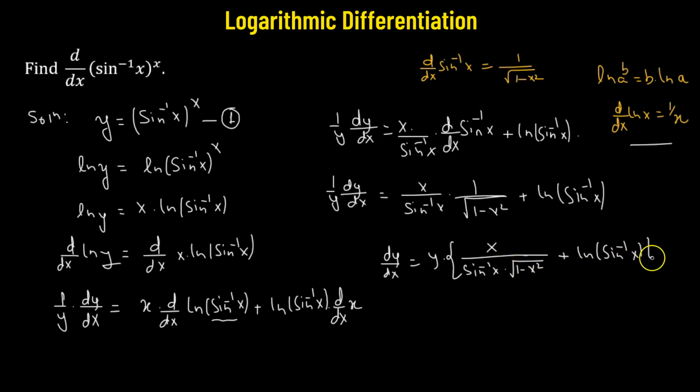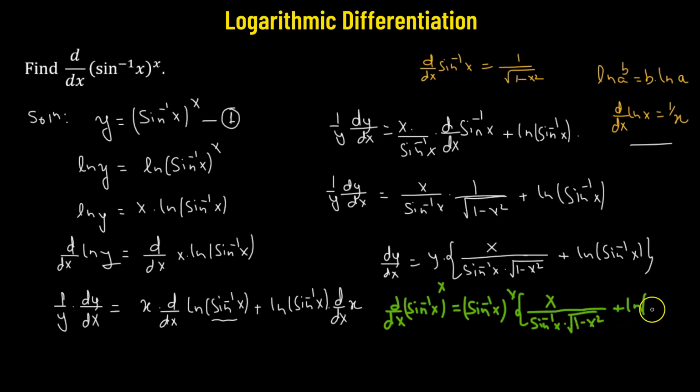Now we will replace the value of y as given in equation number 1, and this gives us the derivative with respect to x of (sine inverse of x) whole raised to the power of x equals, so here we have y, which is (sine inverse of x) whole raised to the power of x, multiplied by x divided by sine inverse of x times square root of 1 minus x squared, added to log of sine inverse of x. So this is the value of the given derivative.